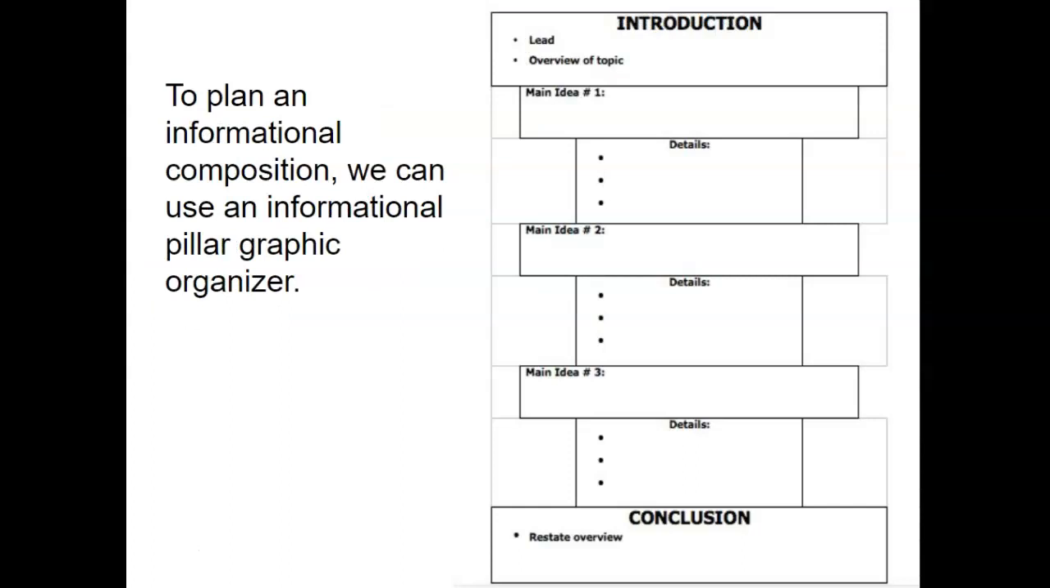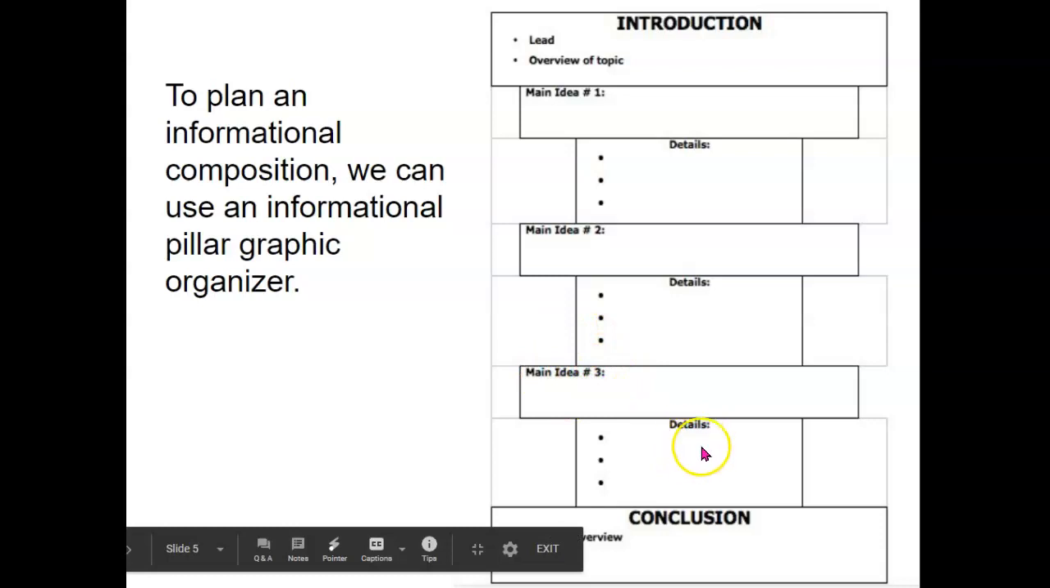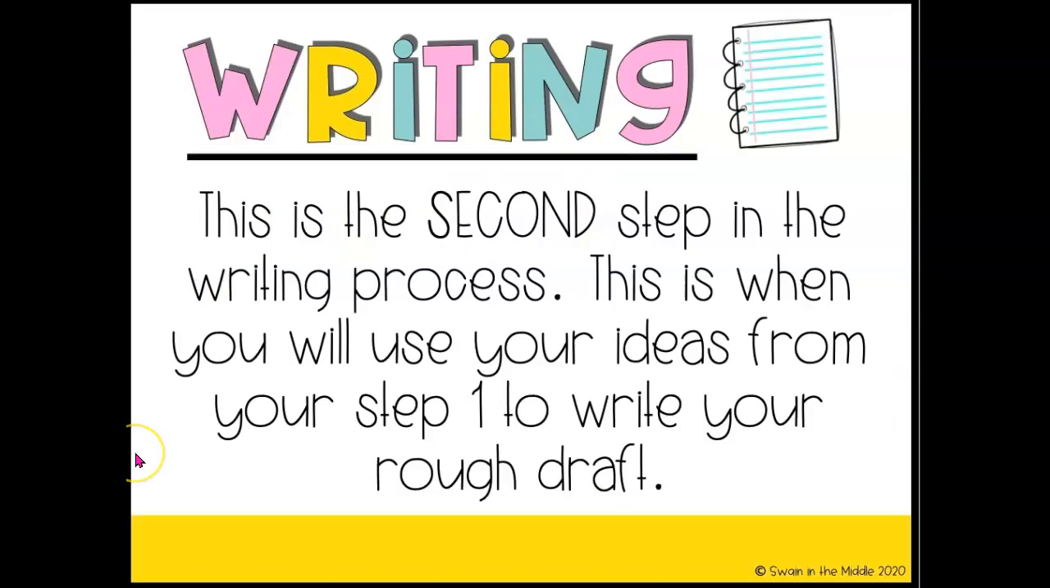To plan an informational composition, we can use an informational pillar graphic organizer. We can add more details to this organizer, like a lead, a topic overview, main idea 1 with details, main idea 2 with details, main idea 3 with details, and finally, a conclusion.